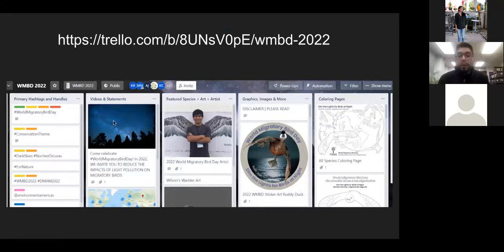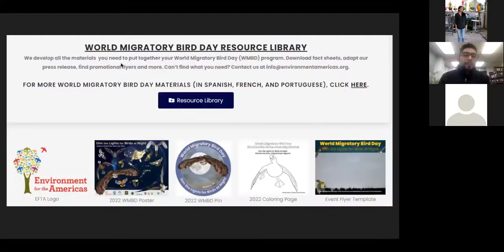In this section of resources, you're going to find messages, videos, coloring pages, and graphs, and we also have a section called the resource library where you're going to be able to find logos, the poster, coloring pages, and a template to be able to create a flyer for your event.